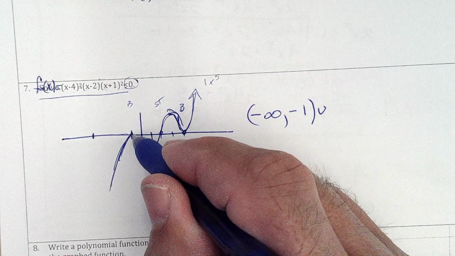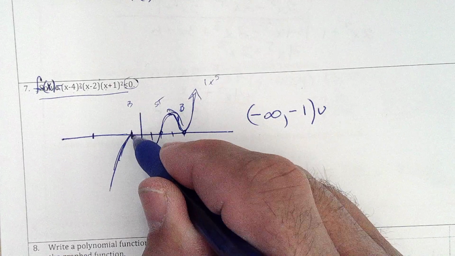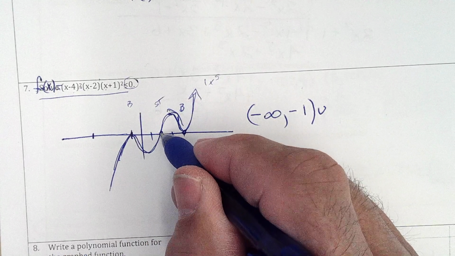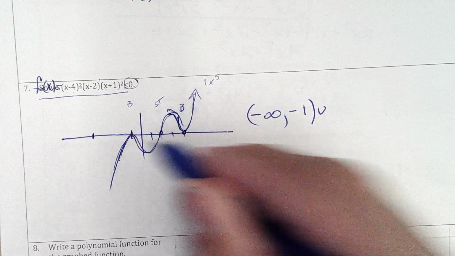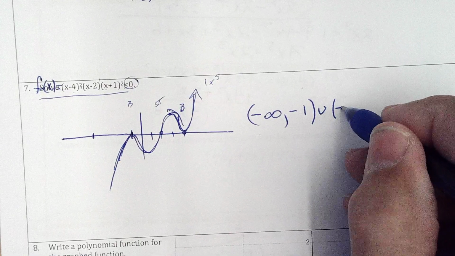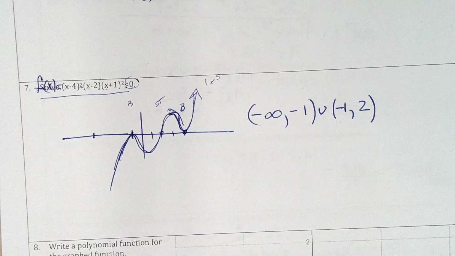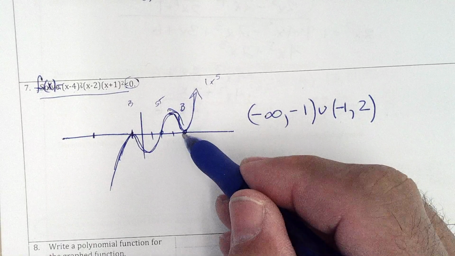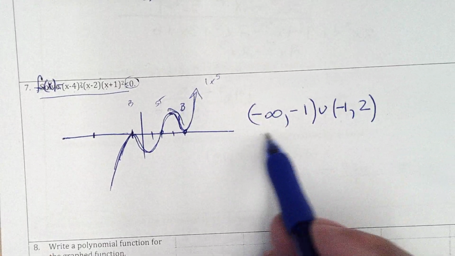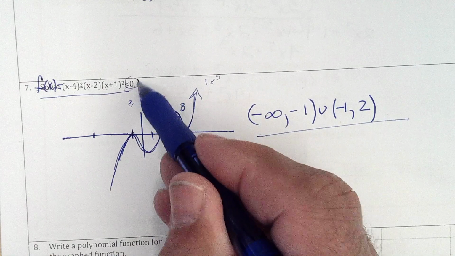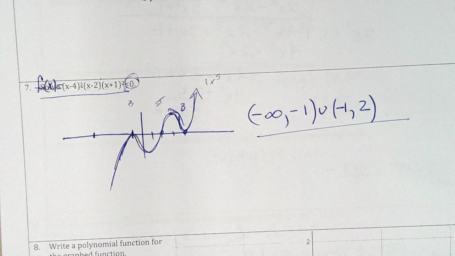Union from -1, it's equal to 0, but from after that all the way to 2, their y-coordinates are less than 0. So from -1 to 2. After that, the curve is always positive or 0, so there's no more places where it's negative, less than 0.